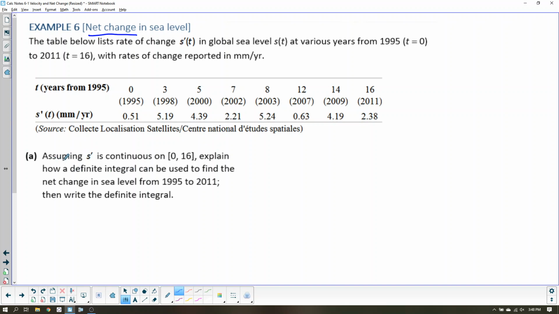So we're going to make the assumption that the derivative is continuous on the closed interval 0 to 16, which is reasonable. It's most likely going to be a continuous function. We wouldn't expect rate of change to be able to jump instantaneously.